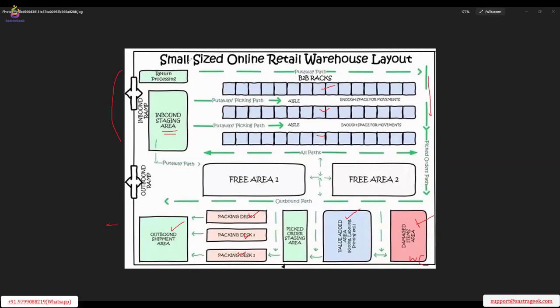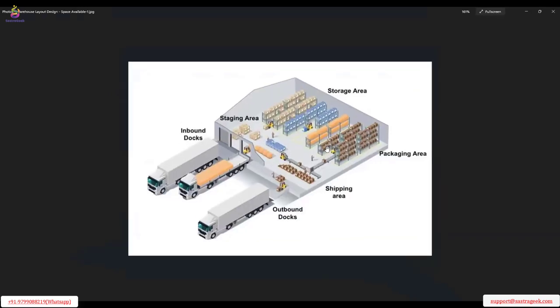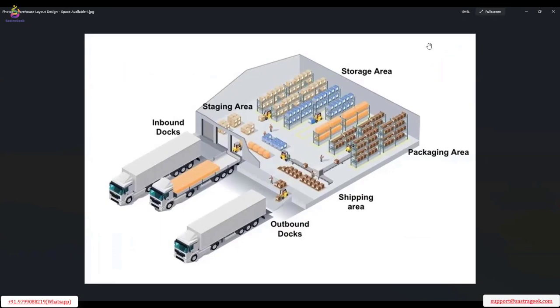Okay. This is another small-sized retail warehouse. This is one more warehouse layout. I think we discussed it last time. This is another typical warehouse. So everything we just said: inbound docks, the staging area, and the storage area. All the high racks are the storage area. And again there is a packing station, and you stage it, and you deliver the goods to the customer.